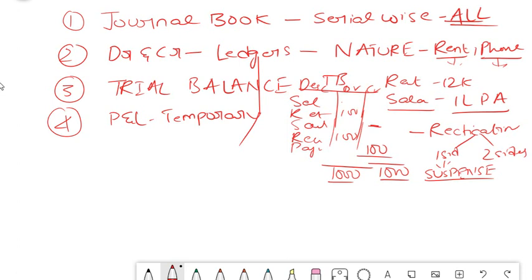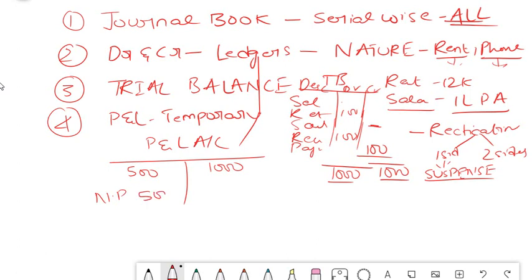For example, assuming there is a P&L account, you have sales income of 1000 and total expenses of 500. So your net profit becomes 500. This 500 will go to a place called reserves. Where is this reserves? It forms part of your balance sheet liability.